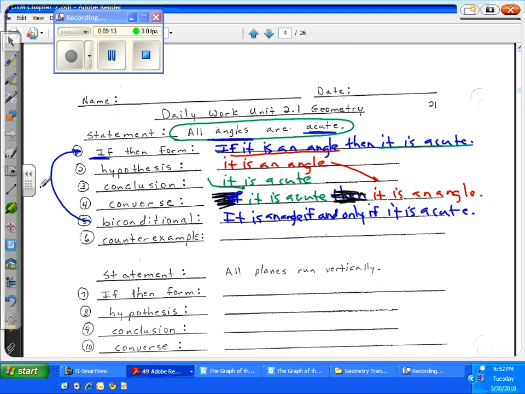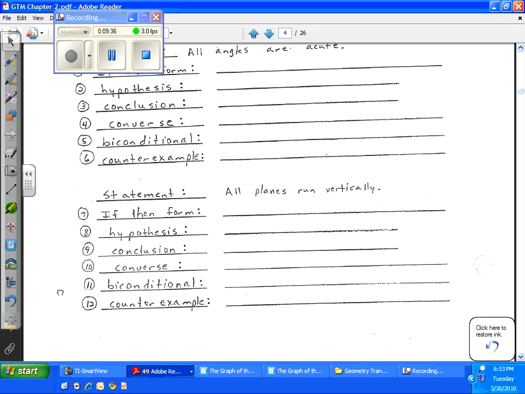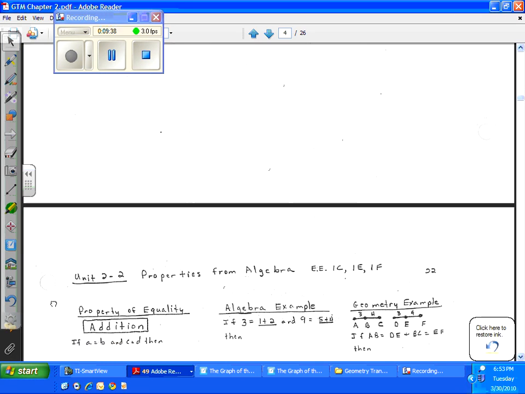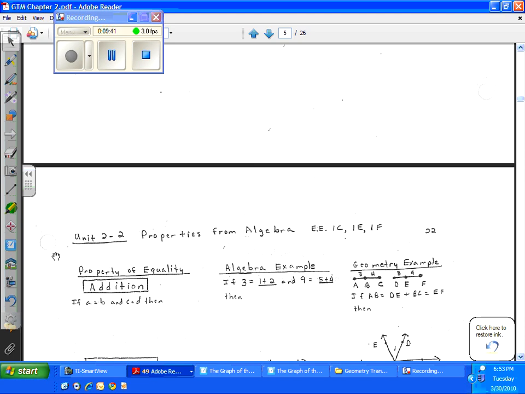A counterexample to the original statement, if we go to the original statement, it says if it is an angle, then it is acute. A counterexample would be an obtuse angle. Another counterexample may have been a right angle. Any questions on that part of the daily work? Okay, well, we'll let you do the rest of that on your own.